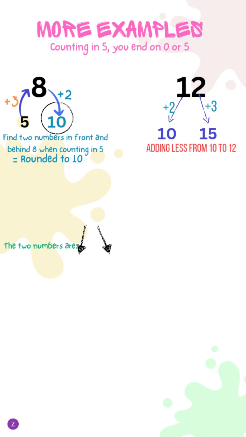Or even if you look at the 12, when you count in fives, you end at 10 because 10 is before 12, and 15 is after 12. So you must always look at that number and between which two multiples of 5 it will end. Right, so from 10 to 12, you count 2. From 12 to 15, you count 3. So you will round 12 to 10 because 12 is closer to 10.